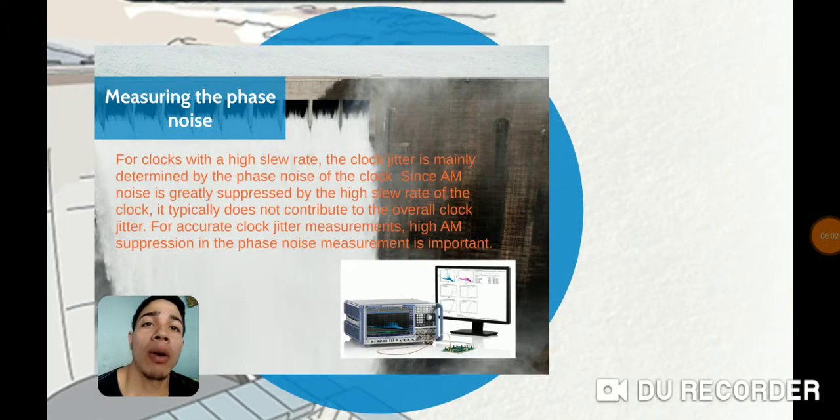Measuring the phase noise. For a clock with a high slew rate, the clock jitter is mainly determined by the phase noise of the clock. Since gain noise is greatly suppressed by the high slew rate of the clock, it typically does not contribute to the overall clock jitter. For accurate clock jitter measurements, high gain suppression in the phase noise measurement is important.